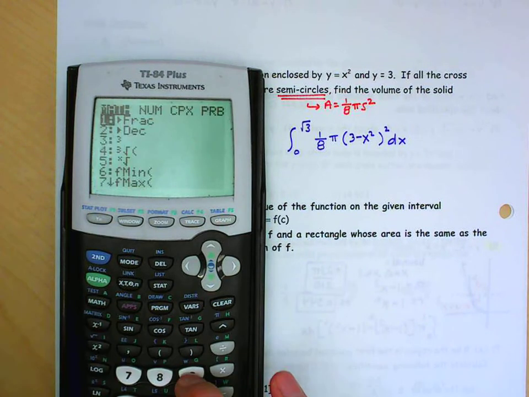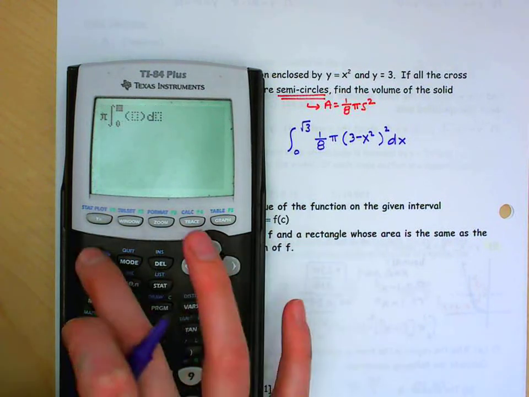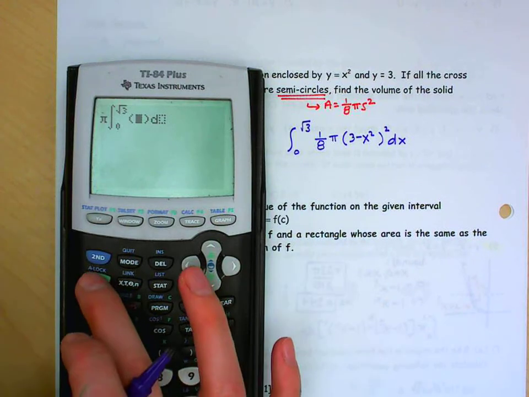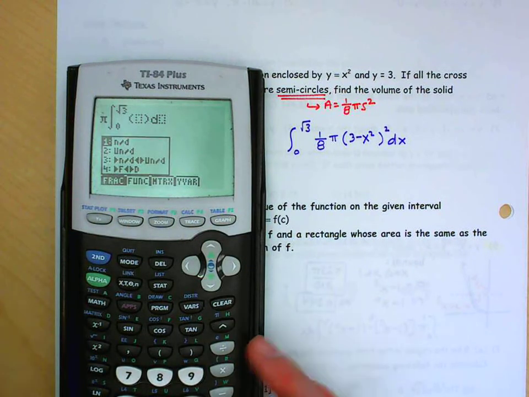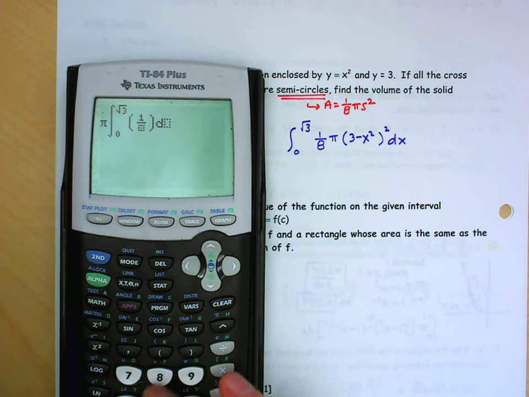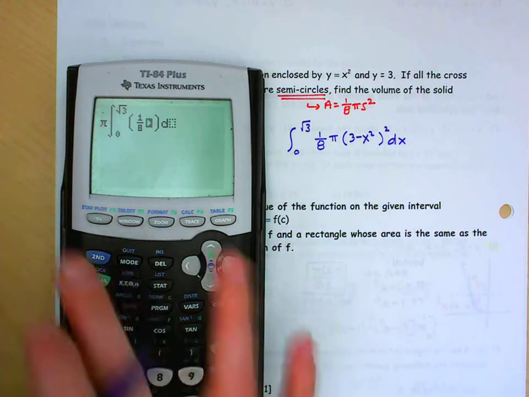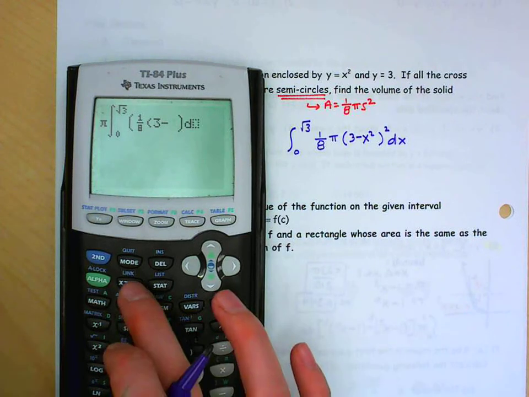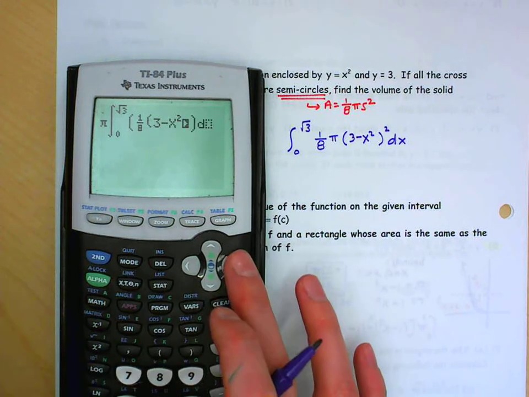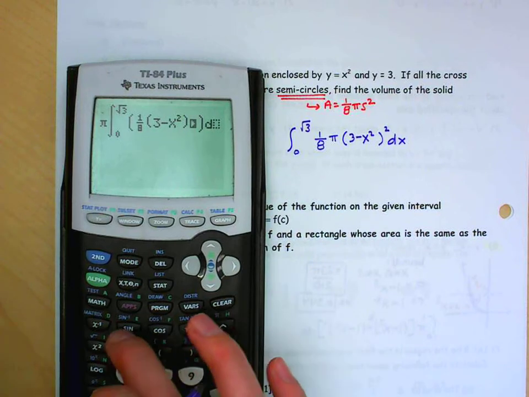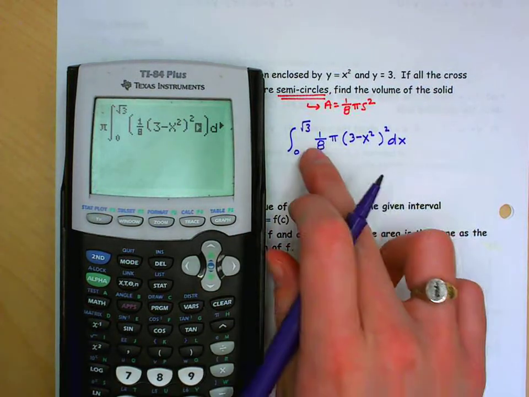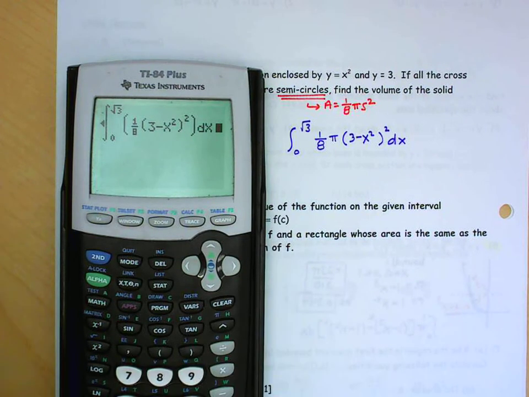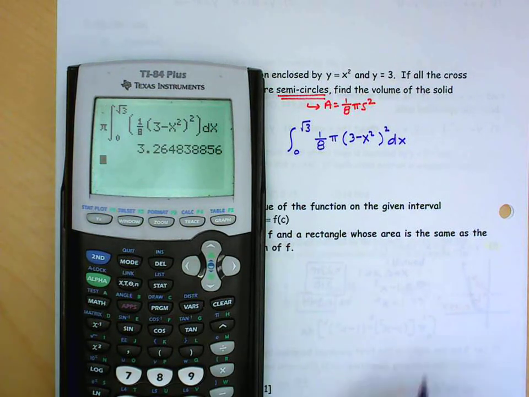Okay, math 9. I'm going from 0 to root 3 of 1/8. Got to make sure you're careful with this 1/8, so you're multiplying that by everything. My pi is already at the front. And then I have the quantity 3 minus x squared, squared. 1/8, I've got that. My pi's at the front. It's good to double check sometimes just to make sure you typed in the way you intended to.